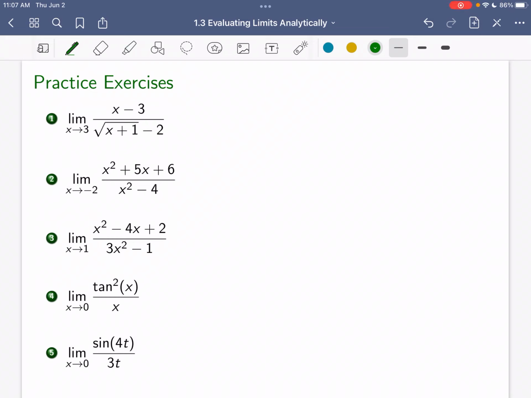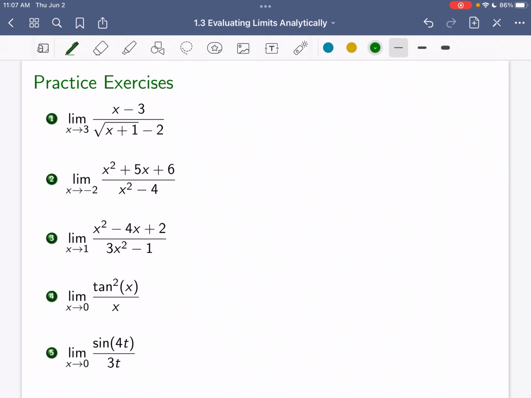In this video, we're going to look at a handful of examples where we analytically evaluate some limits. So we're going to jump right in. We're going to look at a problem and try to think about how we might approach each of those problems. So here we have the limit as x approaches 3 of x minus 3 over the square root of x plus 1 minus 2.